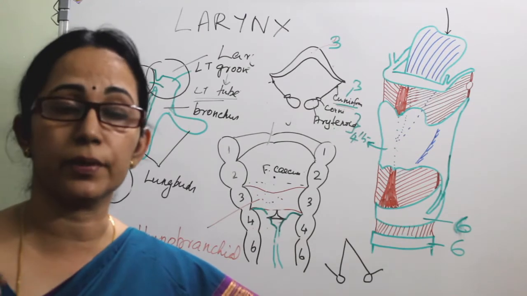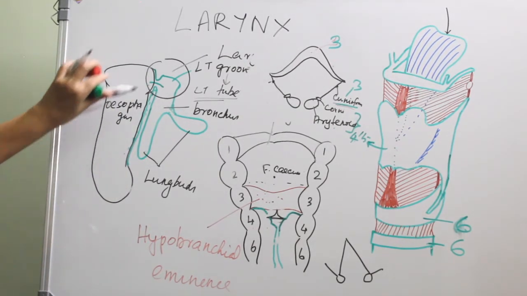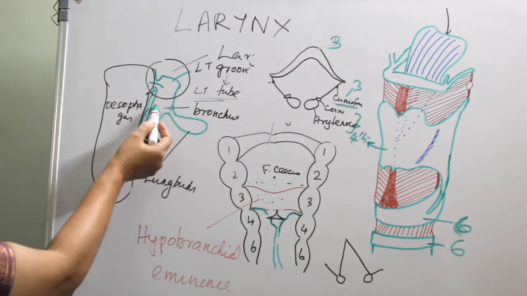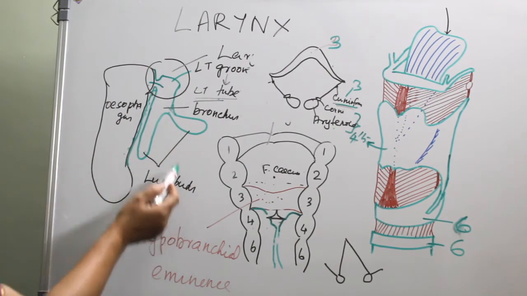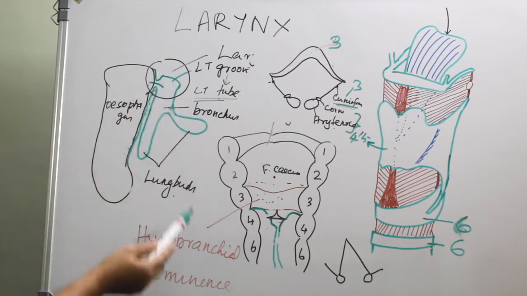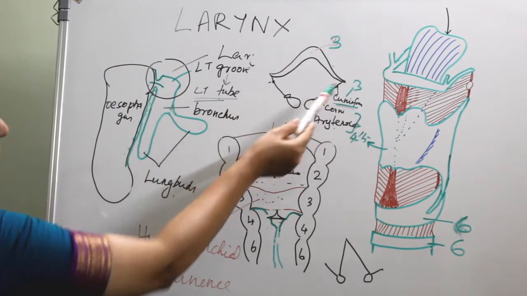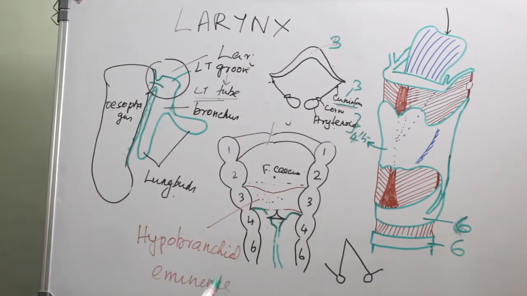So everything starts from the 4th week of intrauterine life. From the ventral foregut, first there is a laryngotracheal groove, then turning to laryngotracheal tube, and the caudal part becomes the bronchus and lung buds, and the cranial part becomes the larynx and trachea. So the epiglottis and the cuneiform are from the 3rd arch, that is from the hypobranchial eminence, and the corniculate and arytenoid are from the 4th arch, and thyroid from the 4th, and again cricoid and trachea are from the 6th arch.